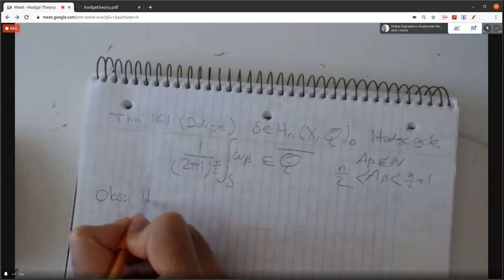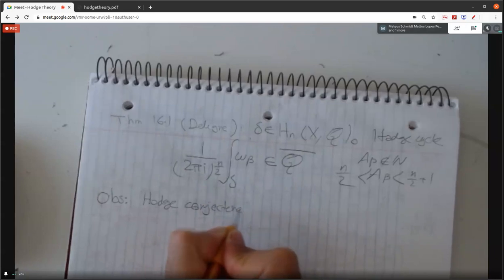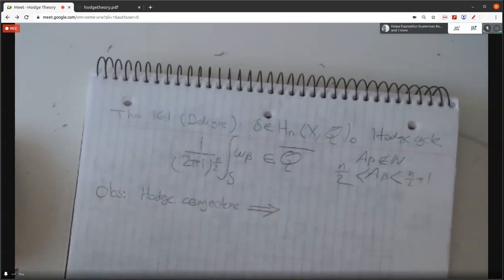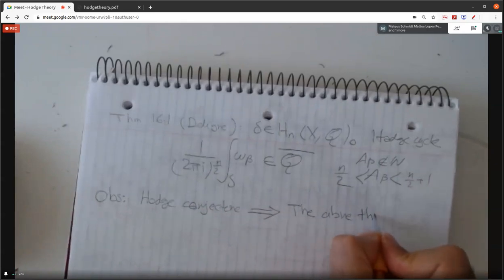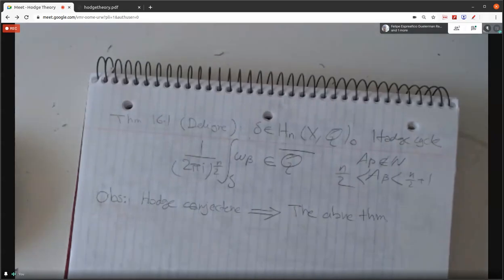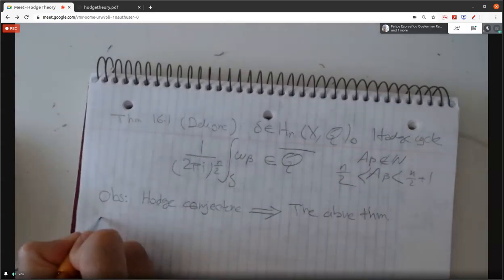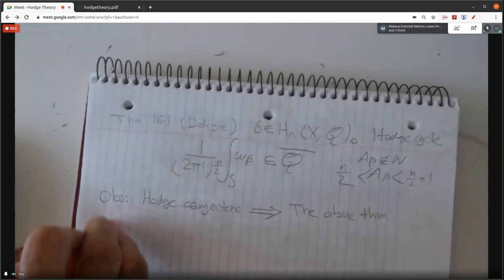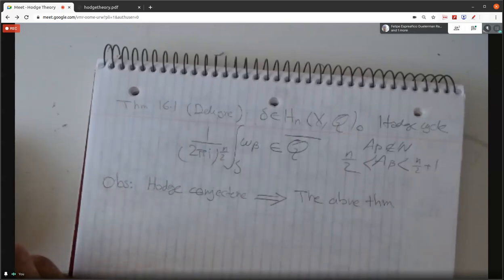Observation: the Hodge conjecture implies the above theorem. This one we have done basically, and maybe one reason why the Hodge conjecture enters into transcendental number theory. So the Hodge conjecture implies the above theorem. Let me explain a little bit this one. So maybe I want to now explain the reason for this observation. So let's assume that the Hodge conjecture is true.